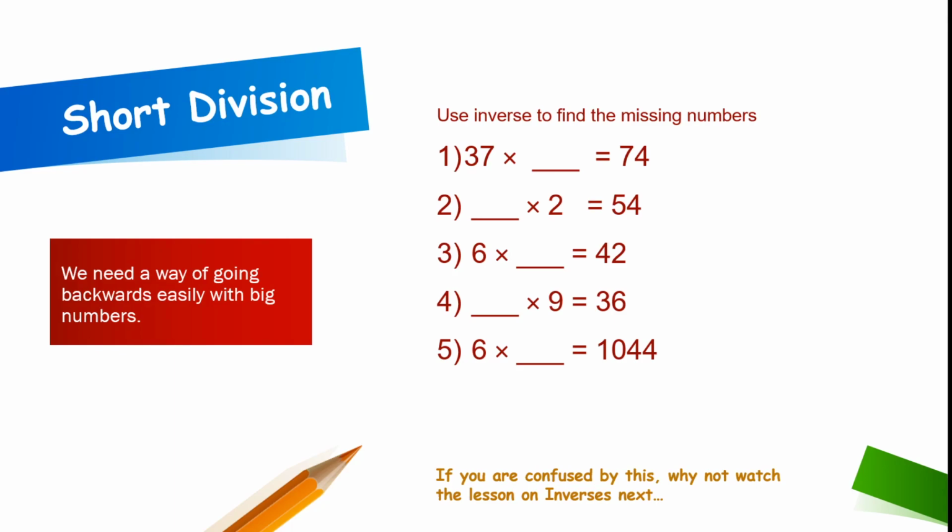So I think we've got 37 times something. We need to use divide. This is why we're doing this. Just to remind us, 37 times 2 is 74. 54, if we work it backwards, 54 divided by 2 is 27. 42 divided by 6 is 7. And 36 divided by 9 equals 4.